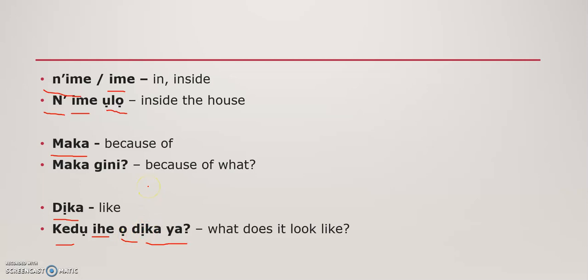And with that, we come to the end of the section. In the future, I'm going to have a part two of this because we have many other Igbo prepositions. The next time, we're going to show part two of it.